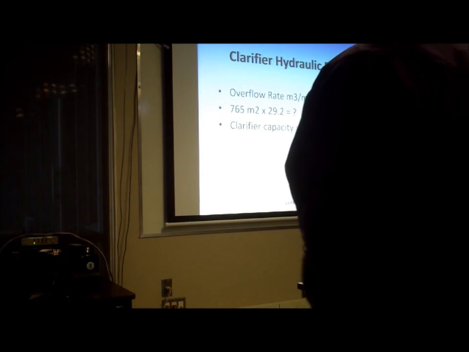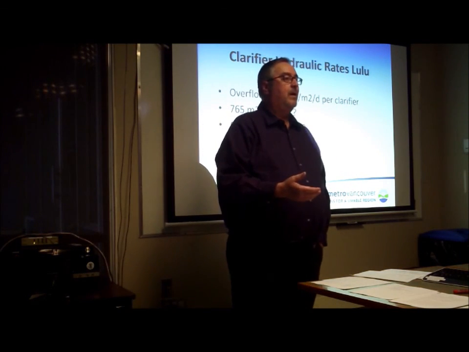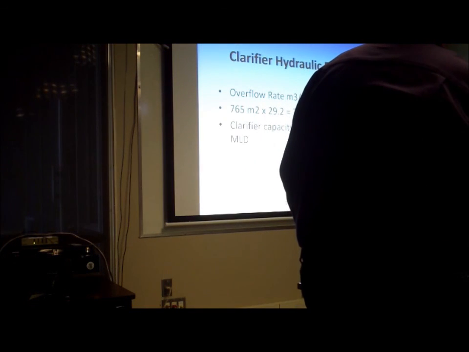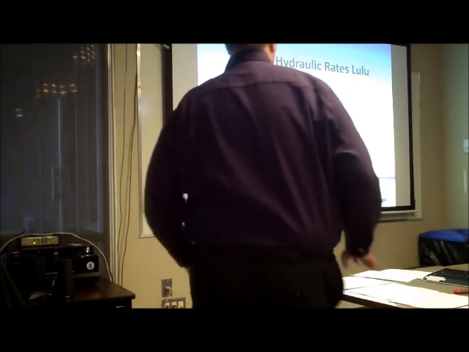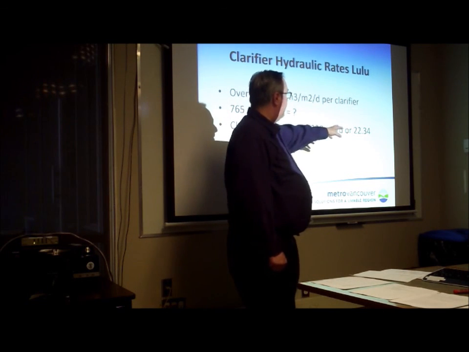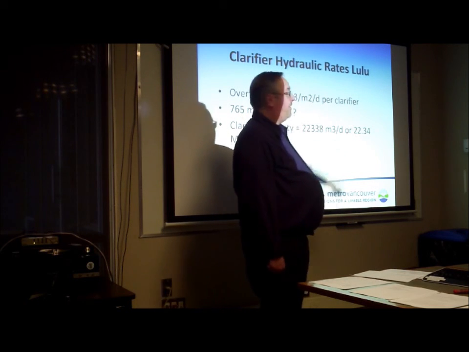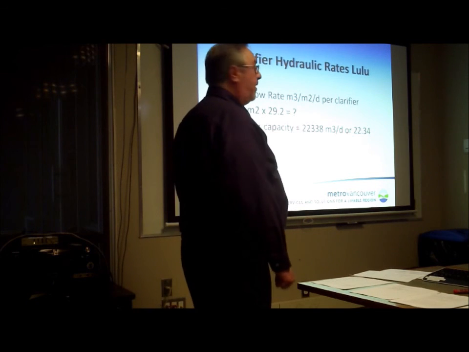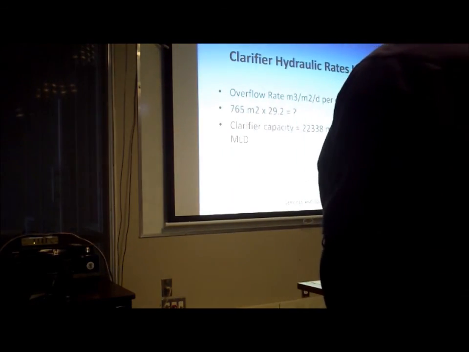So we came up with the meters cubed, but in order to do the next question, we want to convert that to million liters per day. So 22,338 meters cubed. To convert cubic meters into million liters per day, you divide it by 1,000. So basically you end up with 22.34 million liters per day. Are we all good?